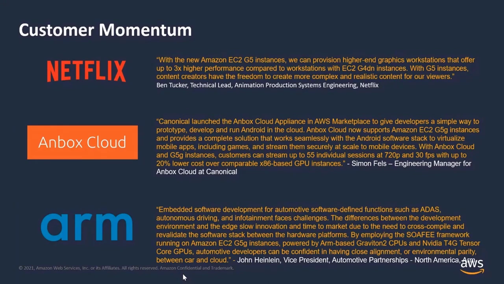The demo that we're actually going to be showcasing for G5G is based off of Anbox Cloud, from our partner Canonical, which provides the Anbox Cloud appliance. We have a demo of prototyping Android game streaming using the G5G instances natively on the ARM platform with Anbox Cloud. And finally, also ARM, that's now been able to develop some autonomous vehicle or software-defined vehicle solutions by addressing those challenges in the G5G instances. We're able to provide them with an instance type that has parity to their on-premises autonomous vehicle hardware platforms.